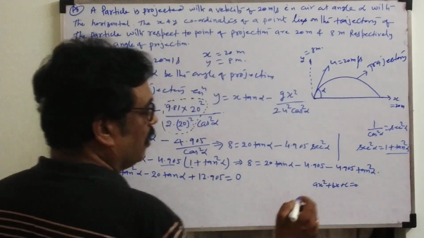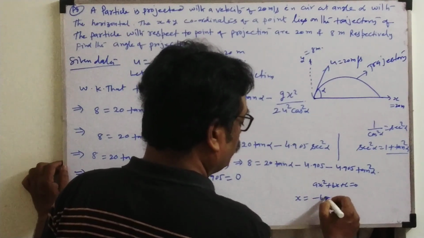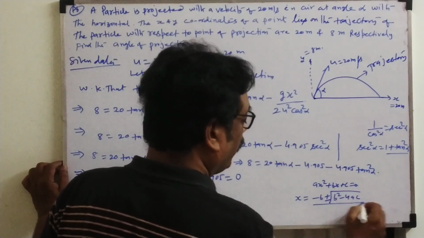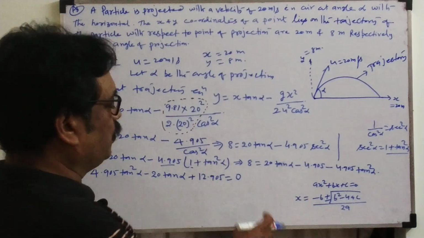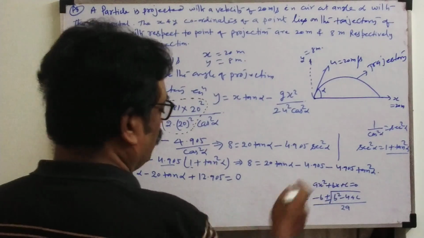What is the quadratic formula? Suppose the x value here is: x = (−b ± √(b² − 4ac)) / 2a. This we used in so many videos I did. So this formula I used. Always for second degree equations we find the roots from this formula only.